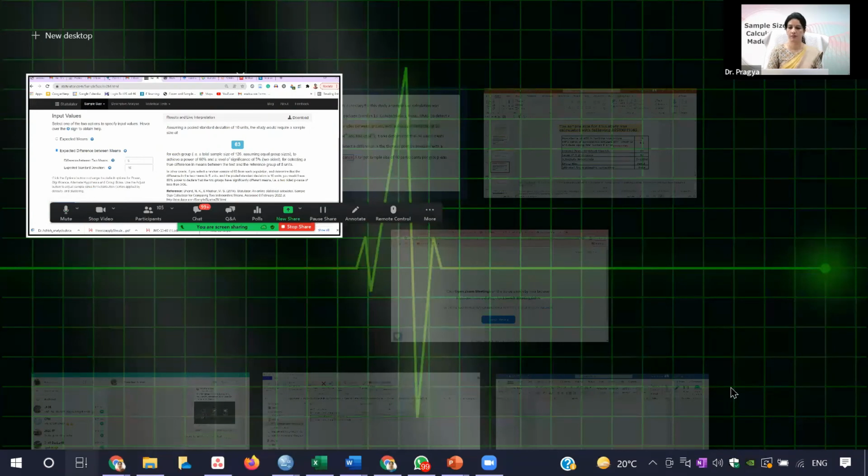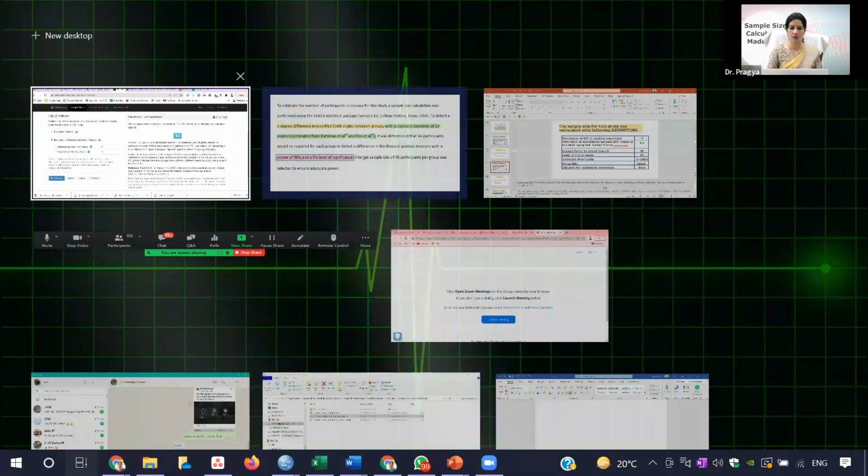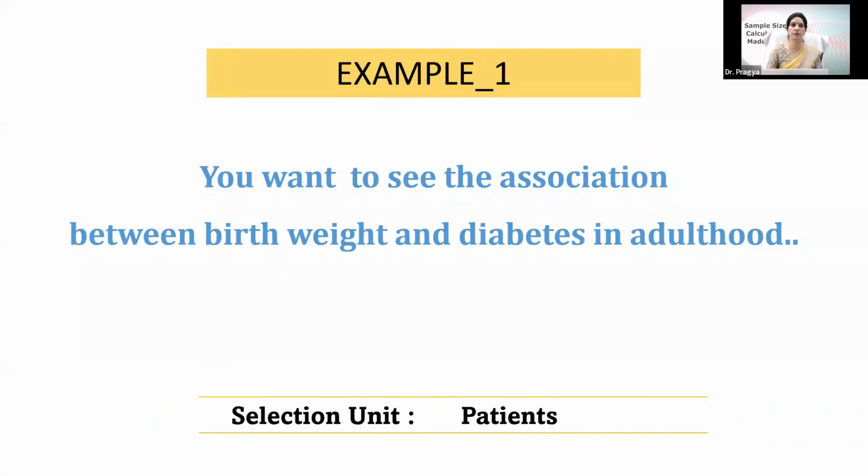So now we have done this one. Now do one example for practice. You want to see the association between birth weight and diabetes in adulthood. So birth weight, that is the child's birth weight, and the onset of diabetes in adulthood. So what is the exposure here and what is the outcome? Yes, please type. Yes, the exposure is the birth weight and the outcome is diabetes in adulthood.